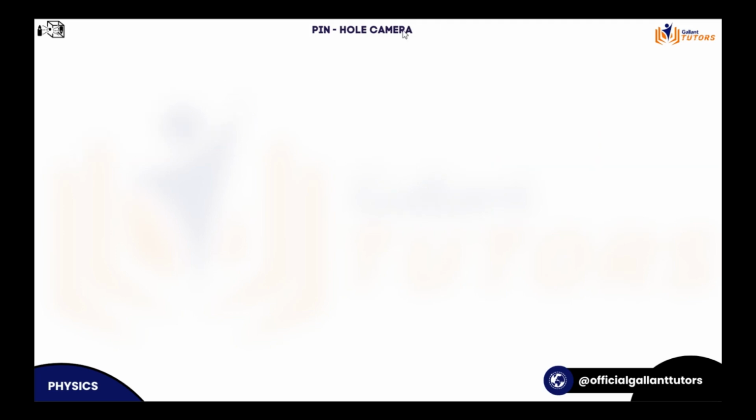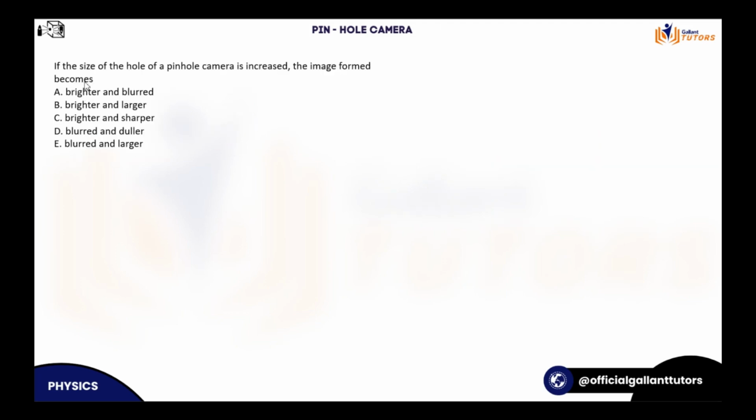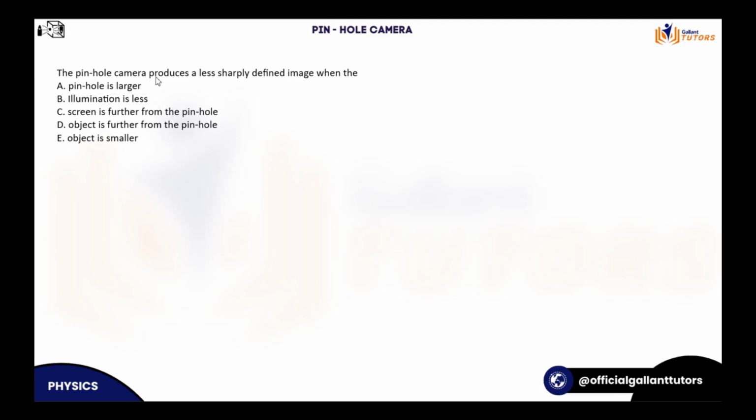So if the size of the hole of the pinhole camera is increased, the image formed is what? It is blurred, first off, and what? It becomes blurred and brighter. Exactly, blurred and brighter. The pinhole camera produces a less sharply defined image when the pinhole is large. It's as simple as that.